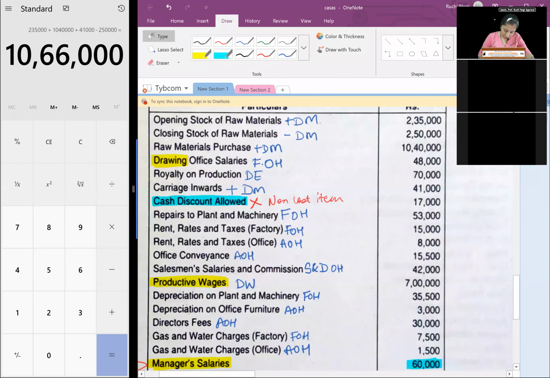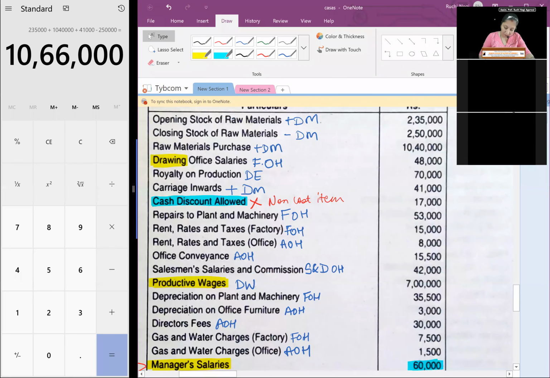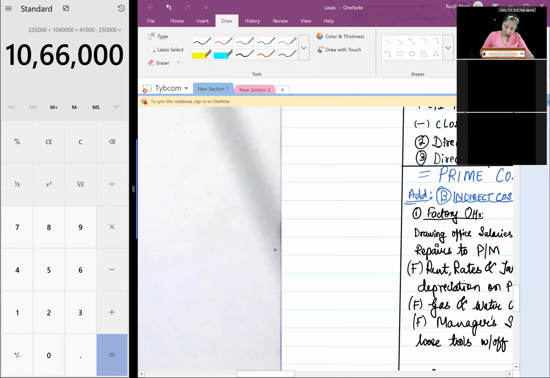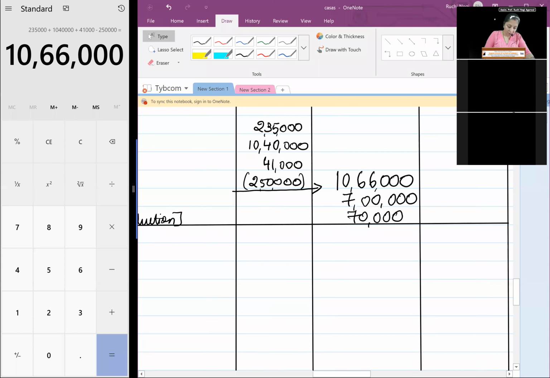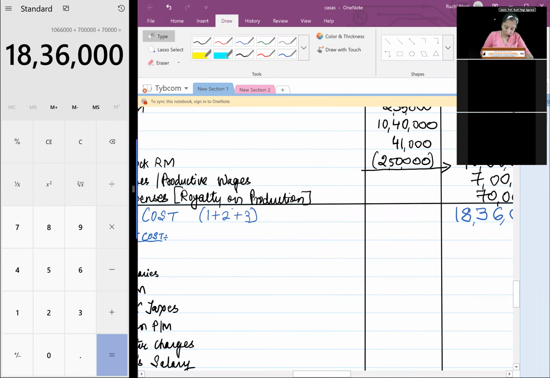This is the question. Royalty on production is how much? 70,000. Okay. So right here, 70,000. 1 plus 2 plus 3, direct material plus direct labor plus direct expenses is prime cost. So my answer is 18,36,000. Okay, this is my prime cost.